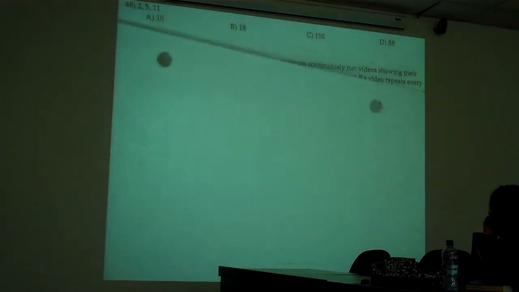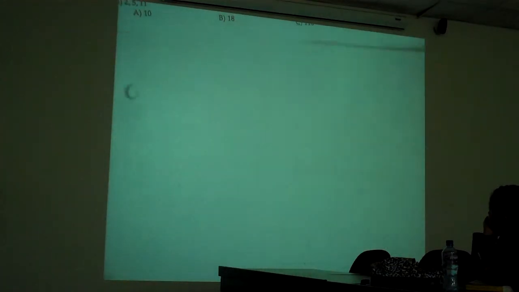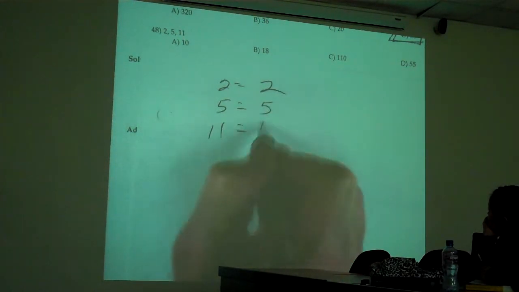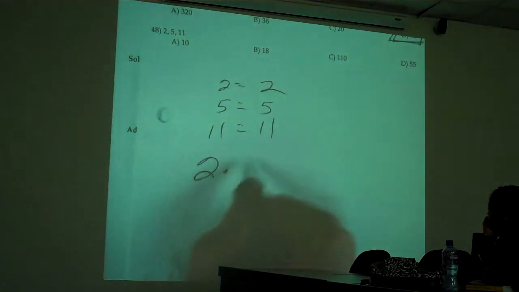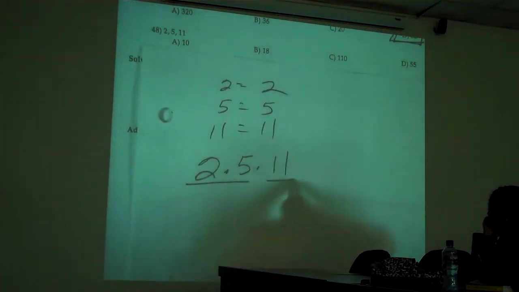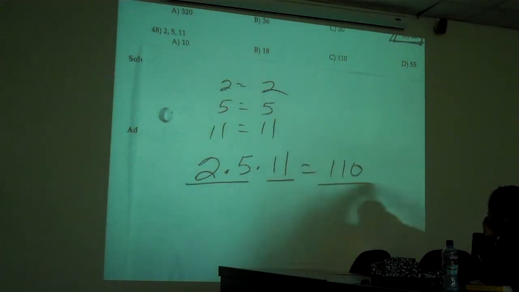Okay, 2, 5, and 11. Those are all primes already. You're going to have to actually multiply all 3 of them. Because 2 is 2, 5 is just a 5, and 11 is just 11. Most 2's, the most 5's, and the most 11's. So you got 10 times 11 is 110.